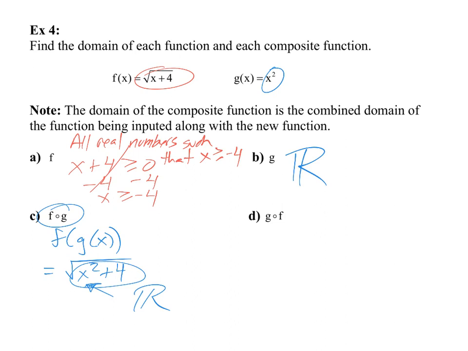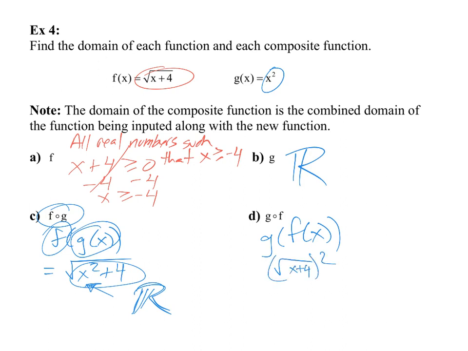So you're taking whatever the domain was for this function, and you're adding on what the domain is for that function. And what do I have to add on? All real numbers. It covers everything. Going on to D, g of f. Now I have x squared, and I'm plugging in square root of x plus 4. So I have square root of x plus 4 for x, and then I'm squaring it. So I end up with x plus 4.